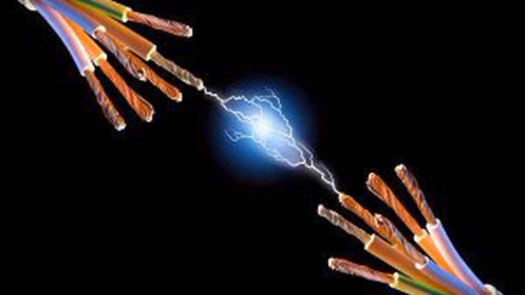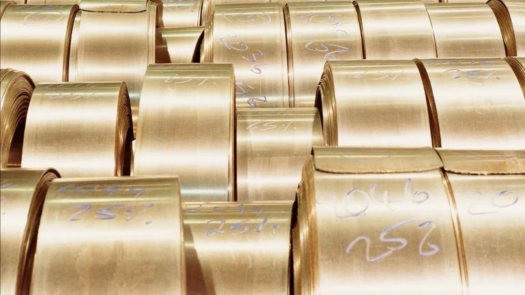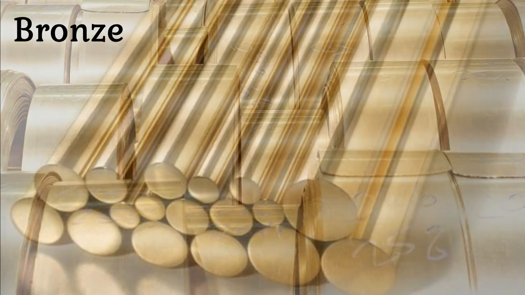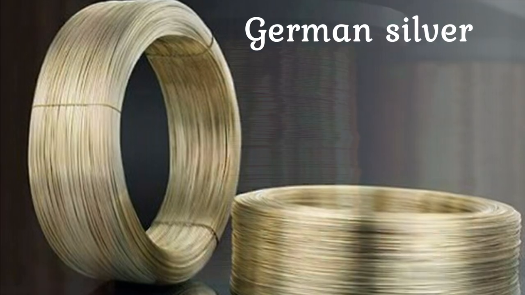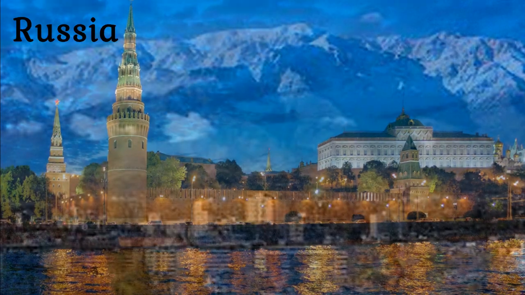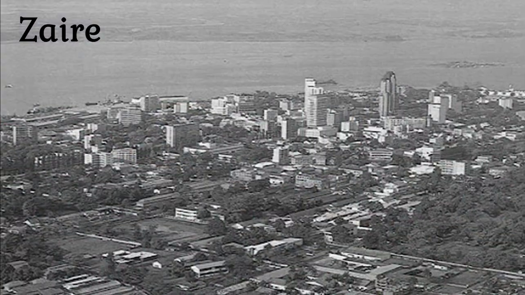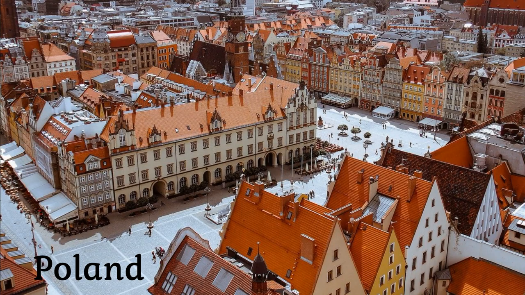Copper. It is mainly used in electrical industries to make electrical wires and appliances because of its high conductivity. It is also used to make alloys like brass, bronze, and German silver. The leading producers are the USA, Chile, Russia, Canada, Zambia, Zaire, Peru, and Poland.